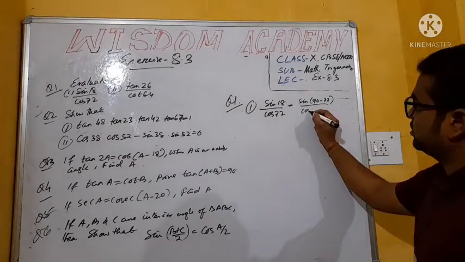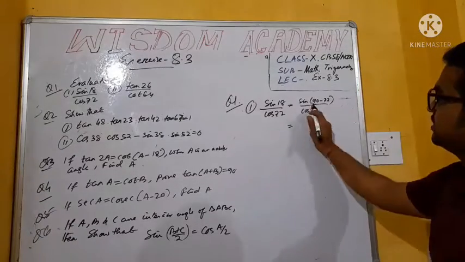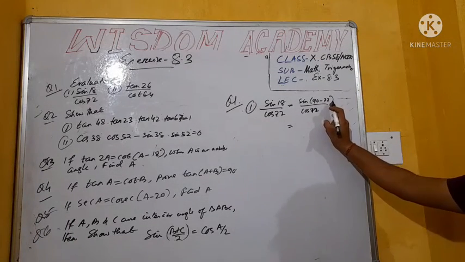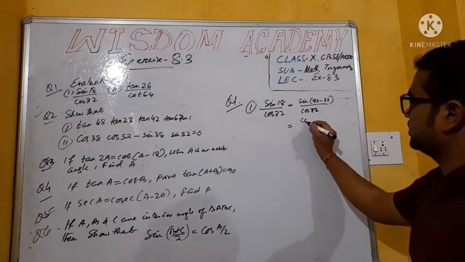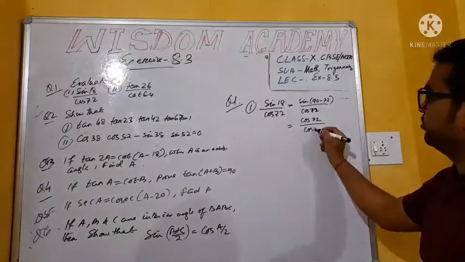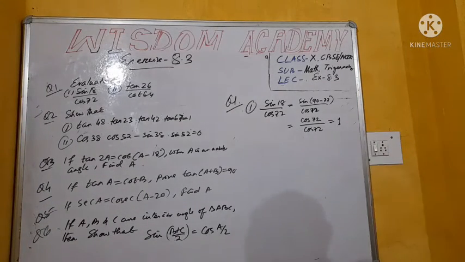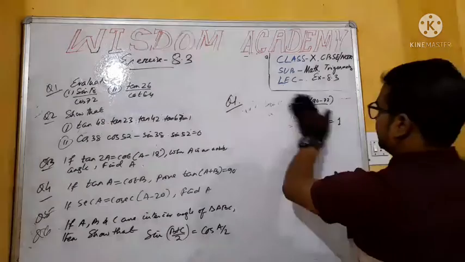No change in cos 72; it remains the same. Since sin 90 minus theta is cos theta, we get cos 72 upon cos 72. Same numerator and denominator cancel, which is 1. The answer is 1. Take screenshot.